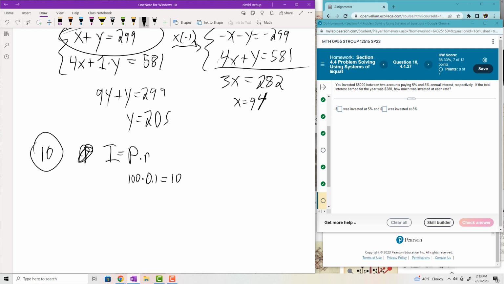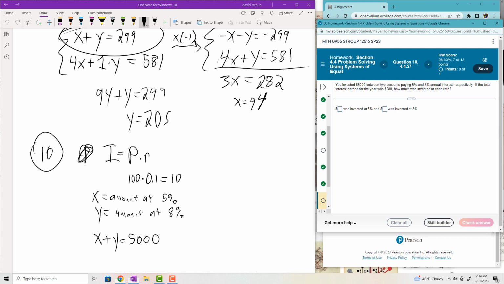So here it says you invested $5,000 between 2 accounts, paying 5% and 8% annual interest. If the total interest earned for the year is $280, how much was invested at each rate? So we'll say x is the amount invested at 5%, and let y be the amount invested at 8%. And it first says you invested $5,000 between the 2 accounts, right? So in other words, the sum x plus y is going to be $5,000.